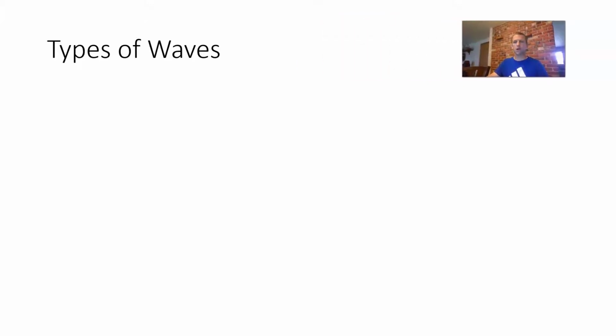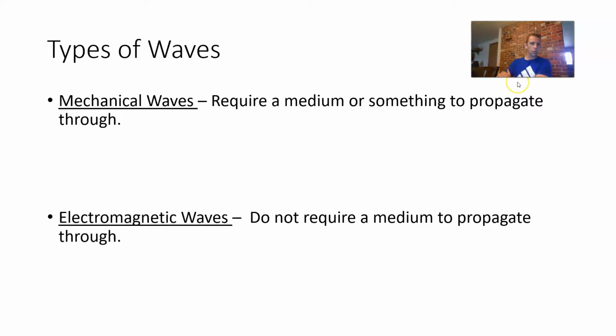Okay, so now we're going to talk about a couple different types of waves. So we're going to have 2 types of waves. We're going to have mechanical waves, and we're going to have electromagnetic waves. So starting with mechanical waves, these require a medium or something to move through. There has to be something that these waves move through, otherwise they wouldn't move.